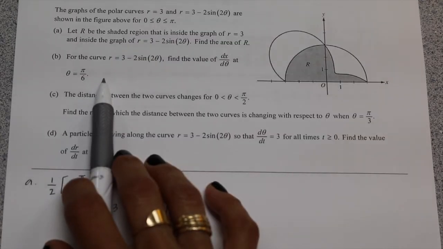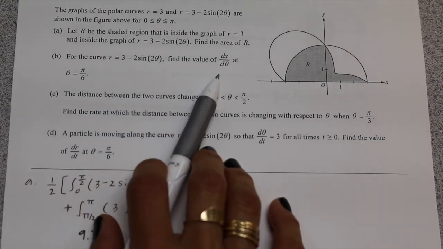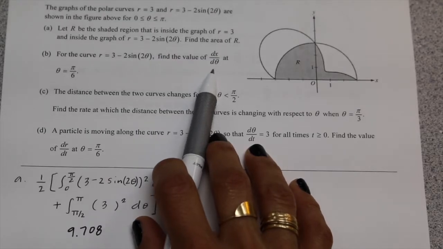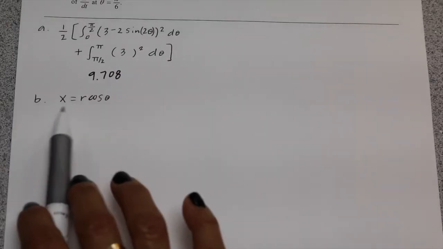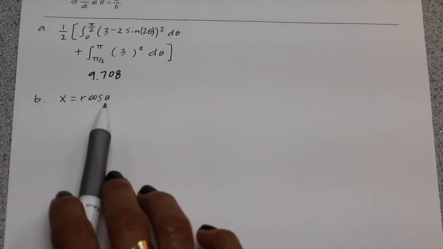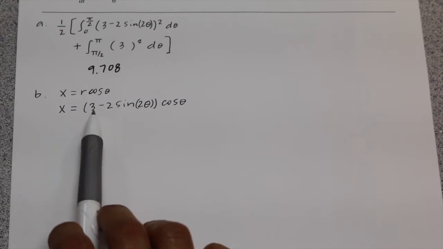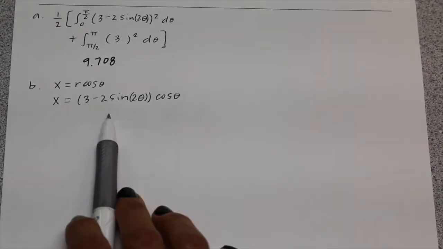Part B says for the curve r equals 3 minus 2 sine of 2 theta, find the value of dx d theta when theta is equal to pi over 6. So since we want to find dx d theta, first we need to write our equation for x. So the equation that relates x with theta is x equals r cosine theta. In place of r, we're going to substitute 3 minus 2 sine of 2 theta. So you can see I replaced r with 3 minus 2 sine of 2 theta, and then I dropped down this cosine. So now we have our equation of x with respect to theta.